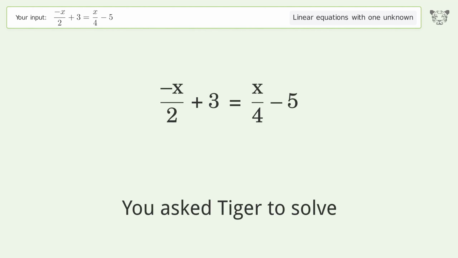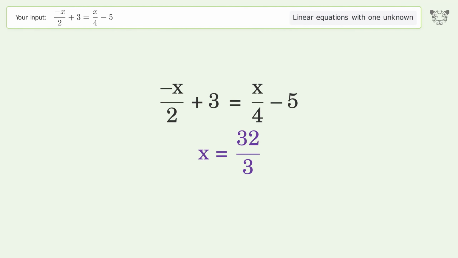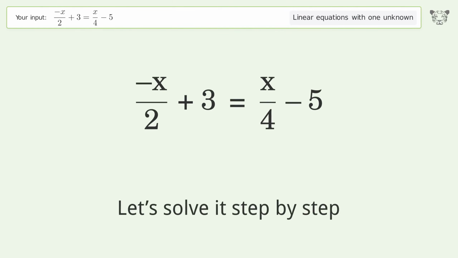You ask Tiger to solve. This deals with linear equations with one unknown. The final result is x equals 32/3. Let's solve it step by step.